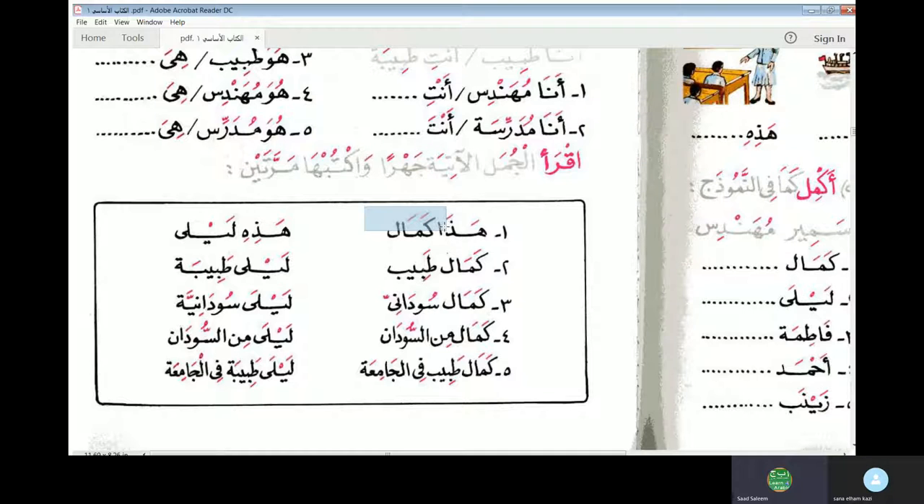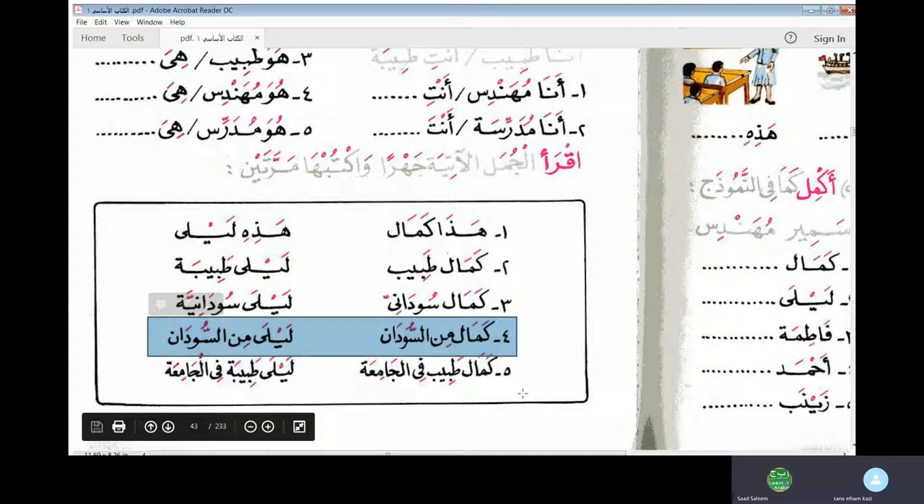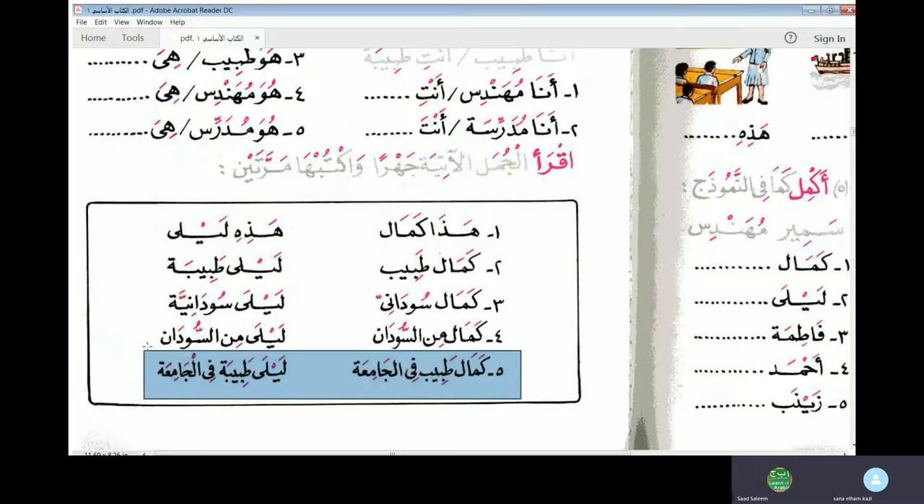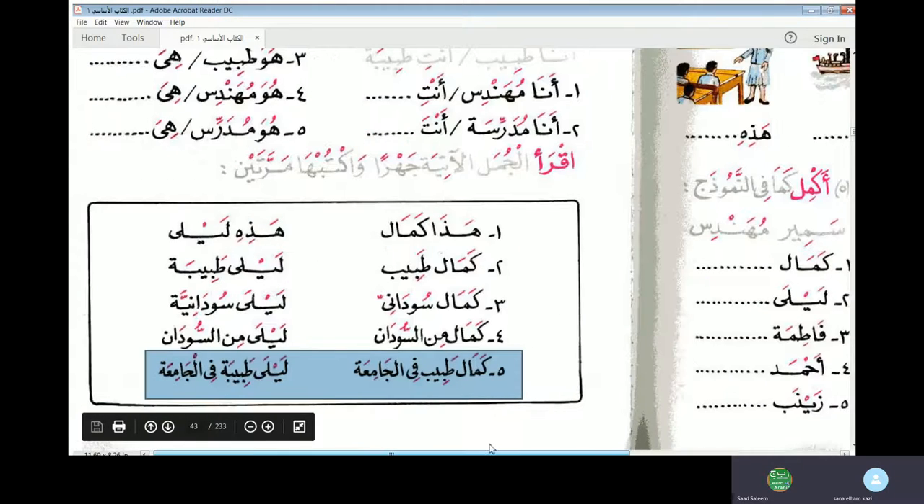هذا كمال. This is Kamal. هذه ليلى. This is Layla. كمال طبيب، ليلى طبيبة. Kamal is a doctor, Layla is a doctor. كمال سوداني، ليلى سودانية. Kamal is Sudanese and Layla is also Sudanese. Kamal is from Sudan. Layla is from Sudan. Kamal tabibun fil jamia. Kamal is a doctor at the university. Layla tabibatun fil jamia. Layla is a doctor at the university.